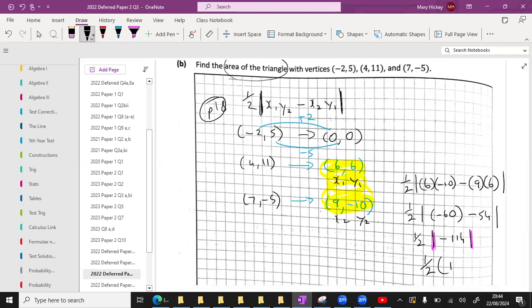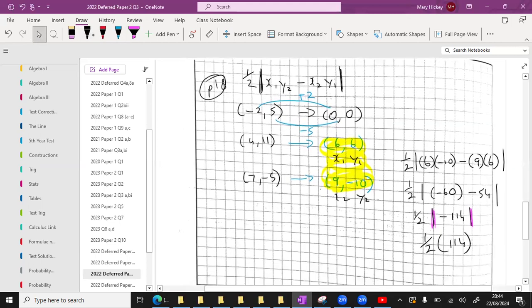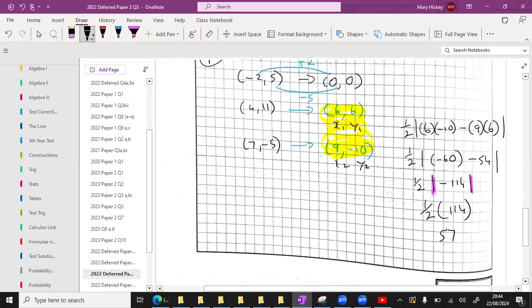So you're going to do a half of 114, and half of 114 is 57, and you can just do units squared. We don't know what the units are because it's coordinate geometry, but we do need to show that we understand that it's squared. And that's it.